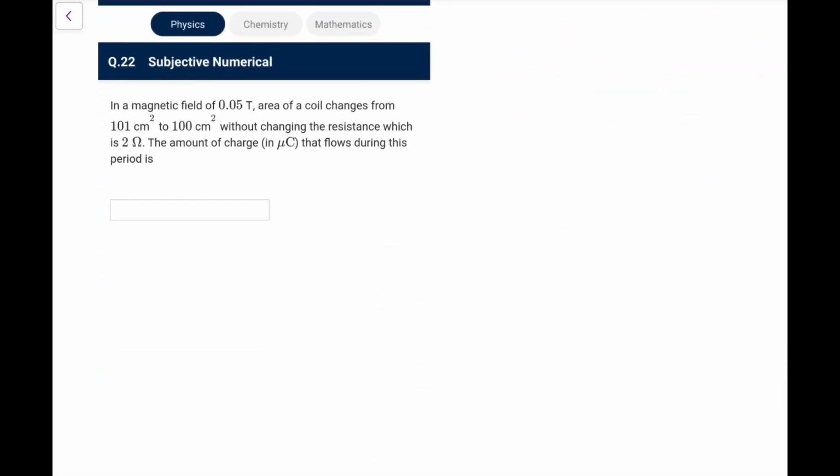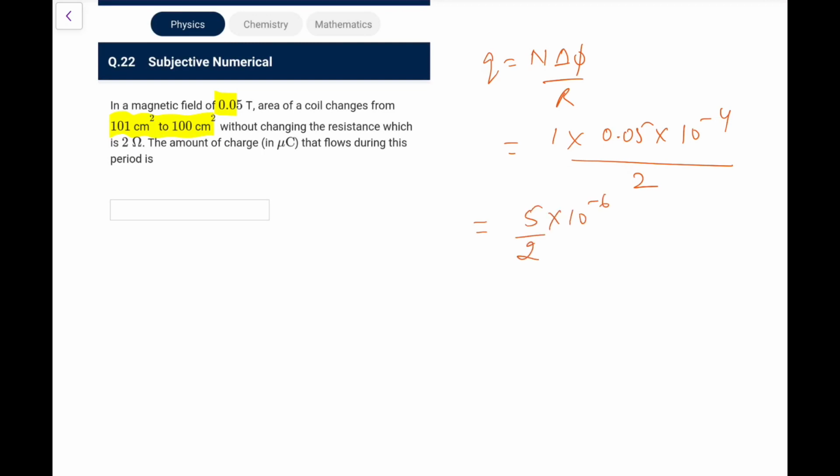Next one. In a magnetic field of 0.05 Tesla, the area of the coil changes from 100 to 1 to 100, without changing resistance. The amount of charge that flows, you know, Q is equal to N delta phi by R, if you remember. So N is here 1, delta phi would be B delta A, that is 0.05 into 1 centimeter square, that is 10^-4, upon 2. So this comes out as 5 × 10^-6 by 2, that is 2.5 microcoulombs. So directly you can do this, 2.5.